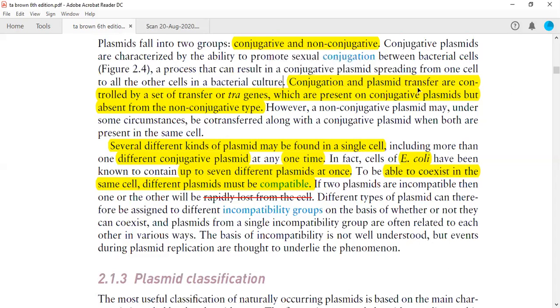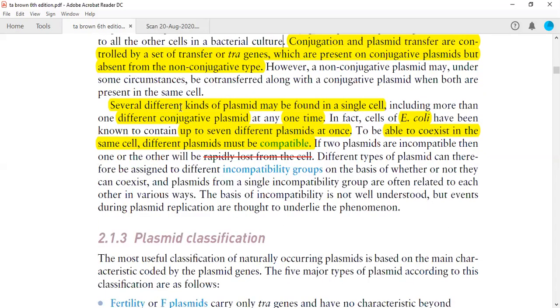So conjugation and plasmid transfer are controlled by a set of genes. These are called TRA genes, TRA for transfer. These transfer genes, or tra genes for short, are responsible for encoding the transfer proteins which will make this conjugation tube. So they will promote this sexual conjugation. Whereas these tra genes or the F plasmid are absent from the non-conjugative types of bacteria. So depending upon whether the tra genes are present in the bacterial cell or absent, bacteria can be conjugative or non-conjugative.